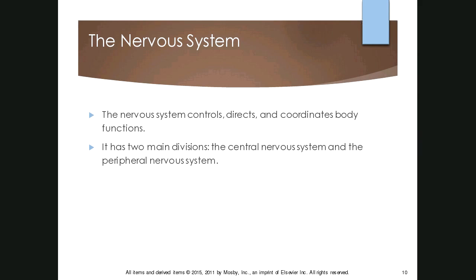And we have two main divisions in the nervous system, the central nervous system and the peripheral nervous system. The central nervous system, or CNS, consists of the brain and the spinal cord, whereas the peripheral nervous system involves nerves throughout the body.